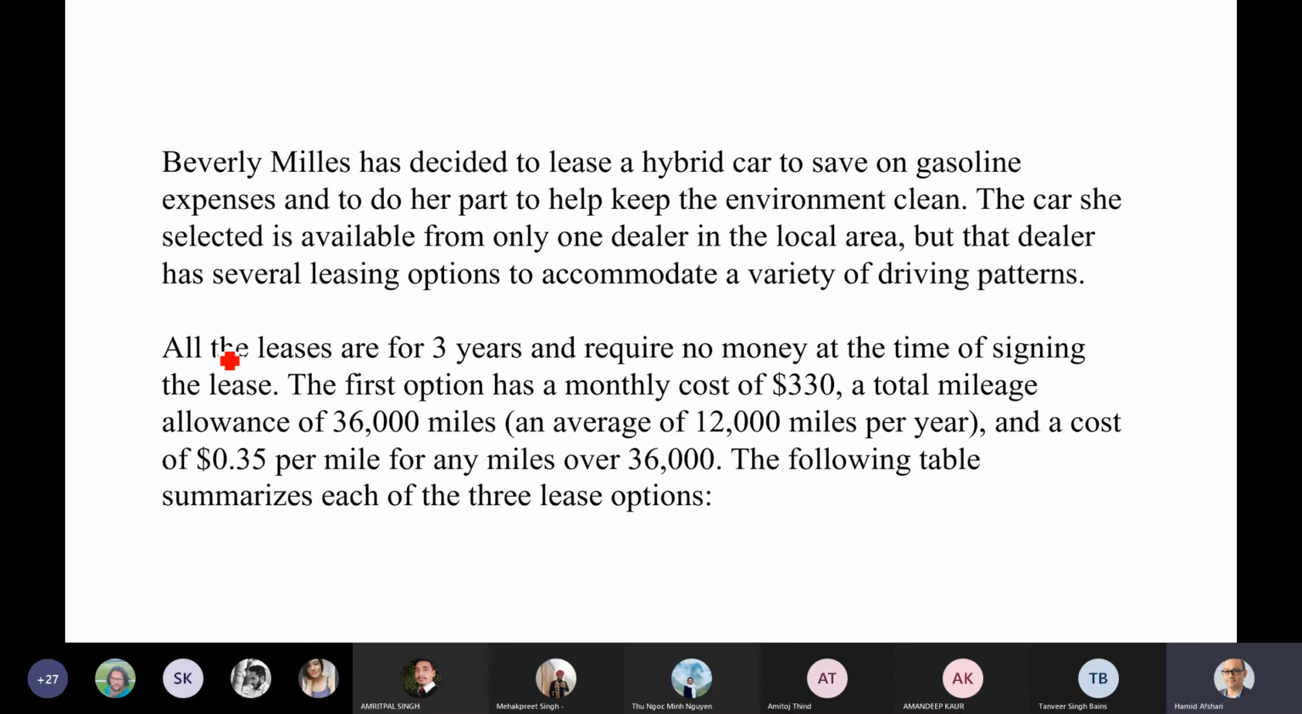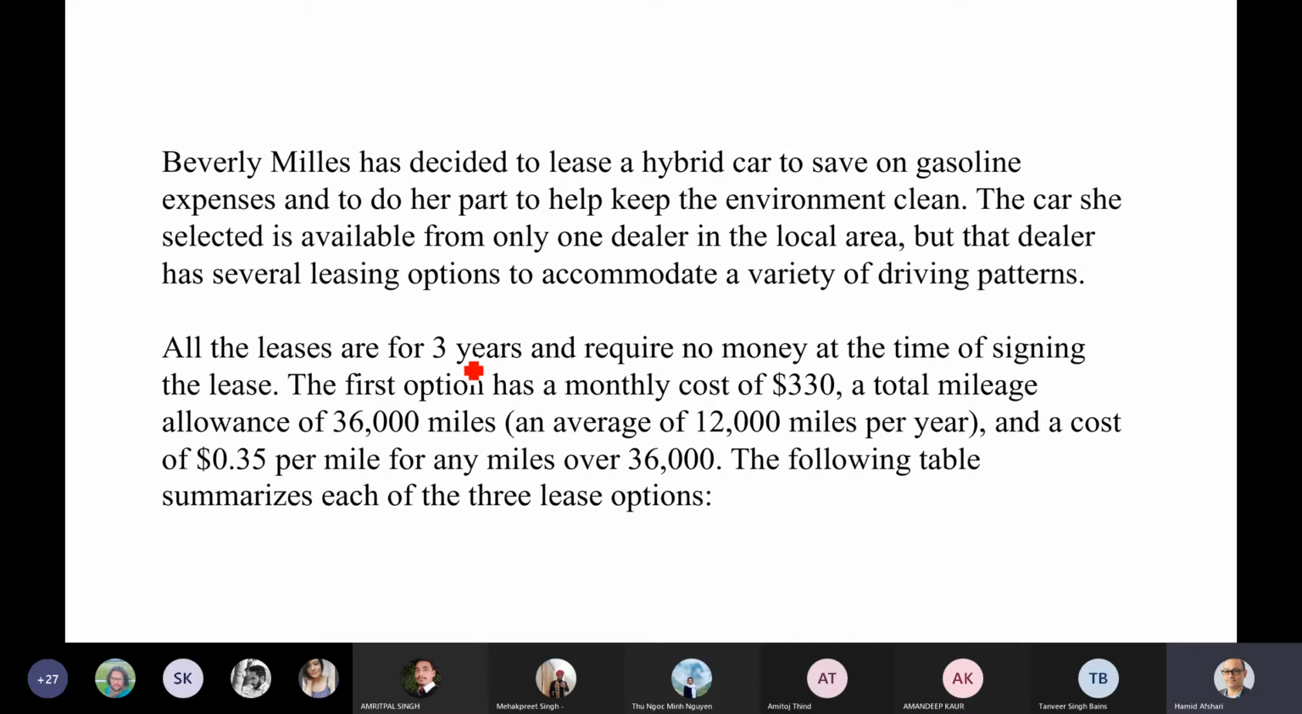First, let's give it a read. Beverly Hills has decided to lease a hybrid car to save on gasoline expenses and to do her part to help keep the environment clean. The car she selected is available from only one dealer in the local area, but that dealer has several leasing options to accommodate a variety of driving patterns. So the problem is to select one car to lease, but I have three different alternatives. What are these three alternatives?